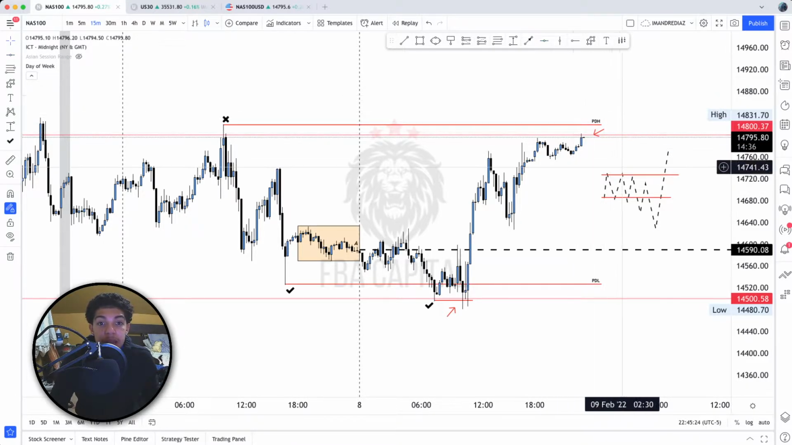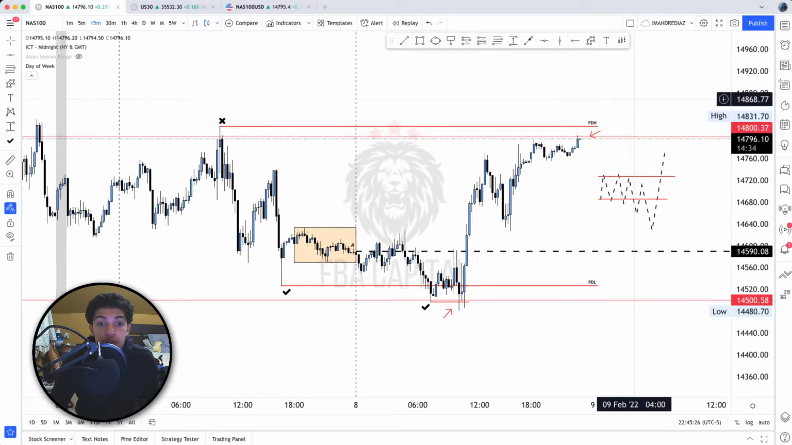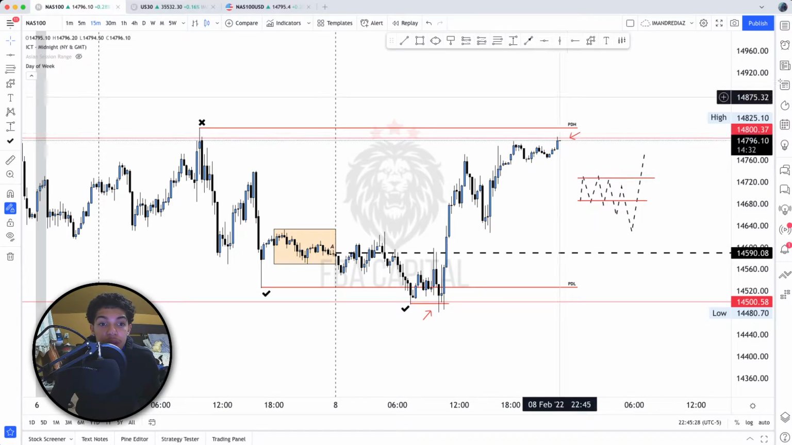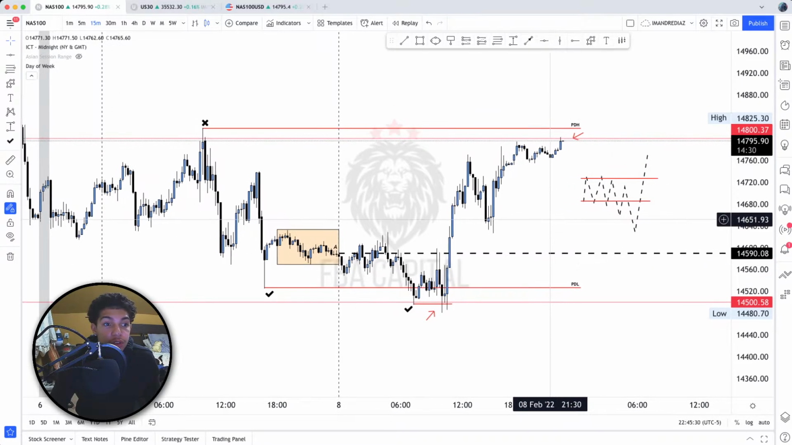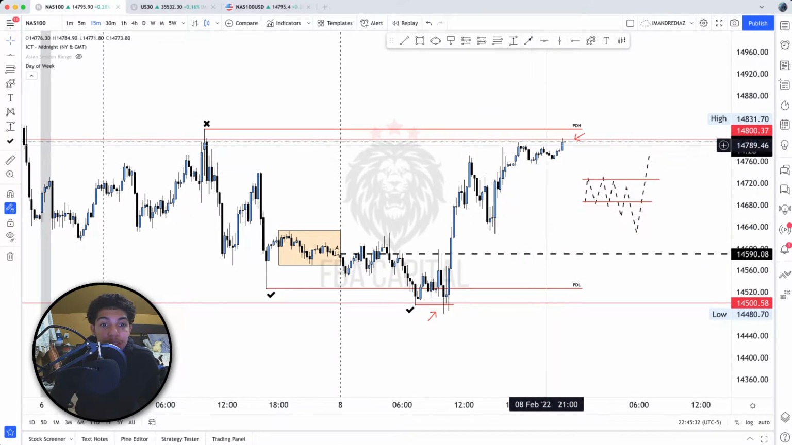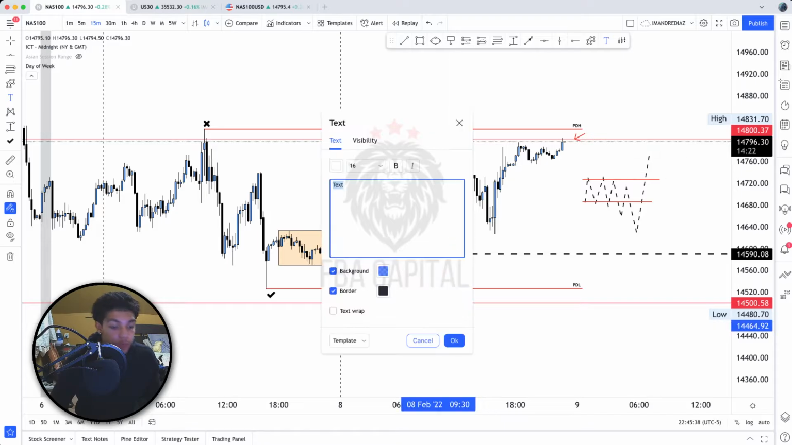So we're making the high of the day after tapping into 14,800, which is a big figure level, and I don't think we're going to have a major drop in the next hour or so. So I'm just anticipating this is going to be the high of the day, and it's currently the high of the day as of right now. So what do I want you guys to know? Down here, we had this low of the day at 10 a.m.